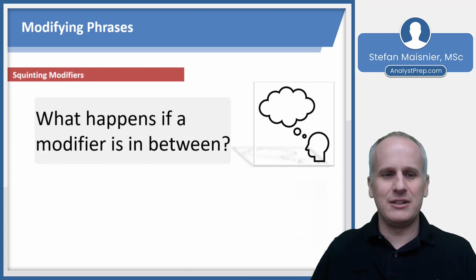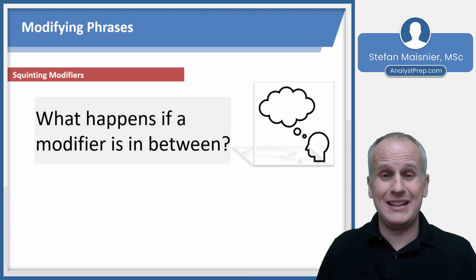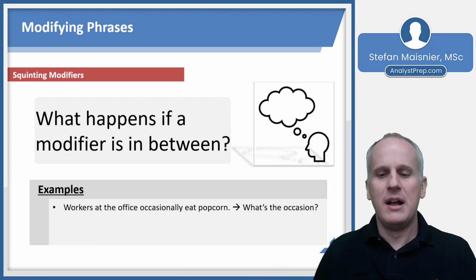So let's take a look at one more situation that occurs, which is when you have a modifier that's literally in between two different possible subjects or objects that that modifier could be describing. So let's take a look at another example of workers at the office occasionally eat popcorn. Okay, so is it that the workers are at the office occasionally, or is it that they occasionally eat popcorn?